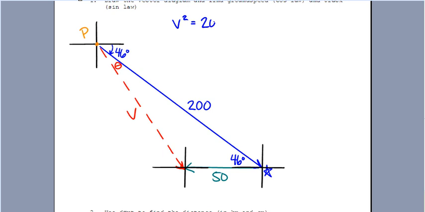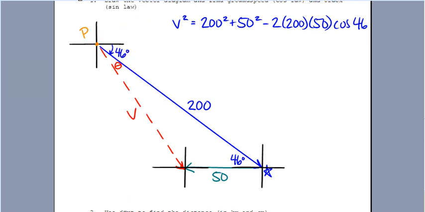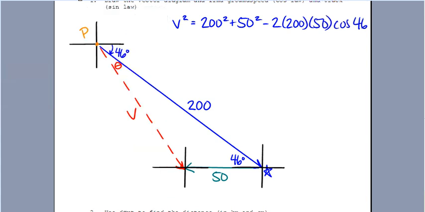So V squared equals 200 squared plus 50 squared. The formula's on your formula sheet too, by the way, if you need it. Minus 2 times 200 times 50 times cosine 46. It's an easy equation, just takes a while to write it out. Let's bang that out in the calculator and see what it gives us. Again, you should be able to type all of this in your calculator in one step and then square root it maybe as a second step.